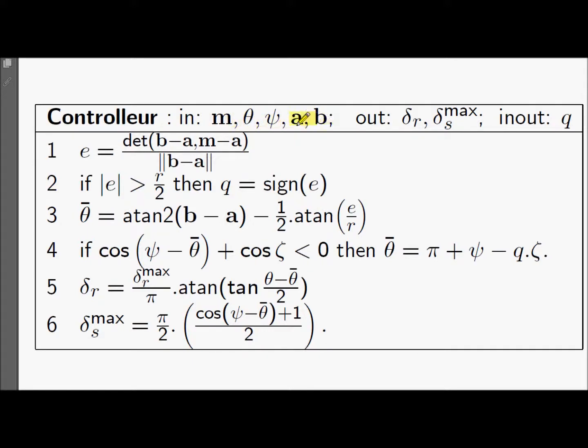And the output will correspond to the angle of my rotor and to the length of the main sheet, and I have only one single state variable in my controller. It will correspond to Q. Q is a Boolean variable, which is either 1 or -1.